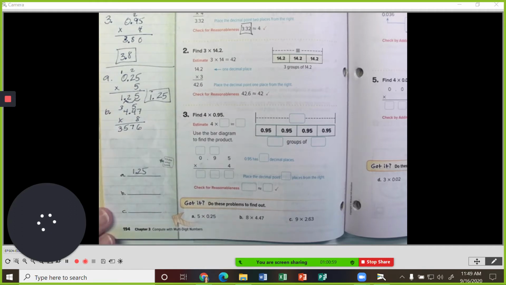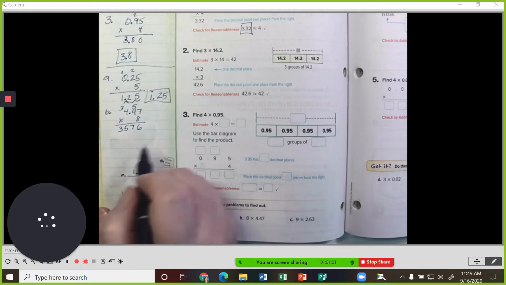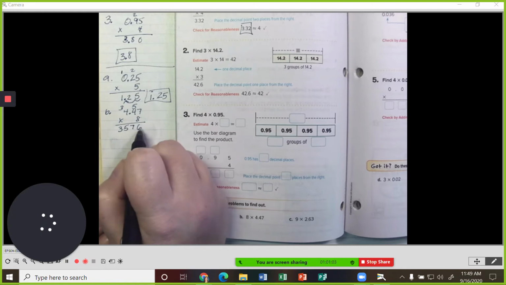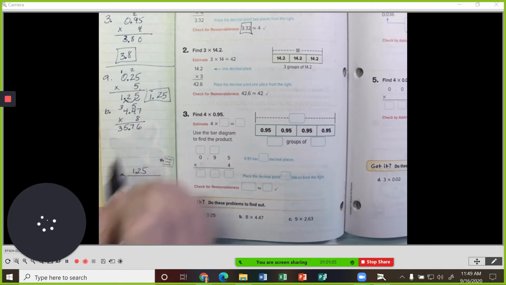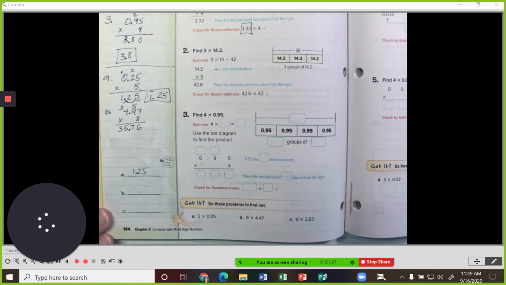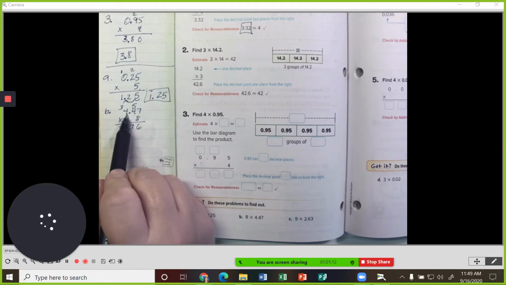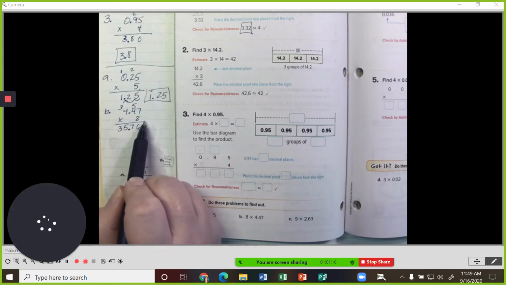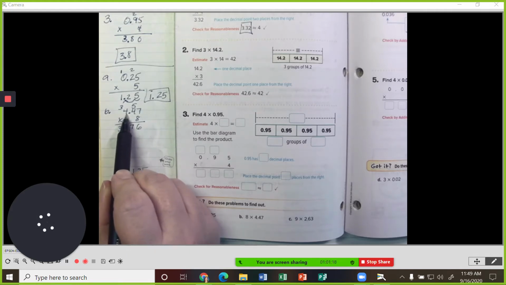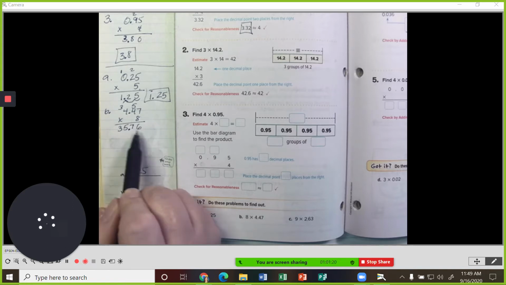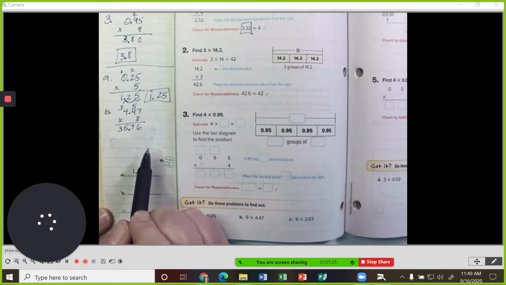And we have 2 decimals in our problem, so we need 2 decimals in our answer. So 35.76. And then we check and make sure that's reasonable. This number would be close to 4, definitely between 4 and 5. 4 times 8 is 32. If you rounded it to 5, 5 times 8 is 40. This number is in between 32 and 40, so it is a reasonable answer.